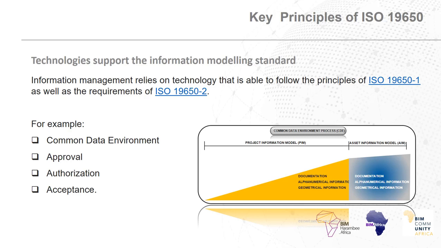The ISO talks about the technology supporting the information modeling standards, and that the technology solutions need to be able to provide the following requirements. Firstly, a common data environment. So does the intended technology solution utilize the specified attributes of status, revision, and classification?